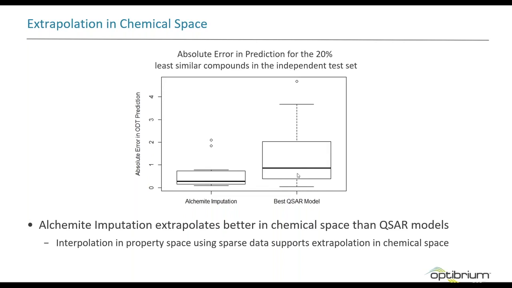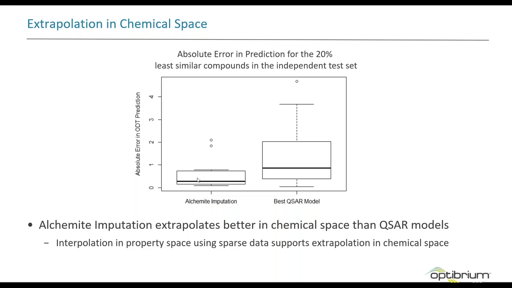So if we look at the absolute difference between the measured and the predicted value, the variability between the predicted and the measured value, we see that within the least similar compounds, it's highest among the best QSAR model. In comparison to the Alchemite imputation model, we see a small error. And what this means is that the Alchemite imputation method extrapolates better in the chemical space than the QSAR model.